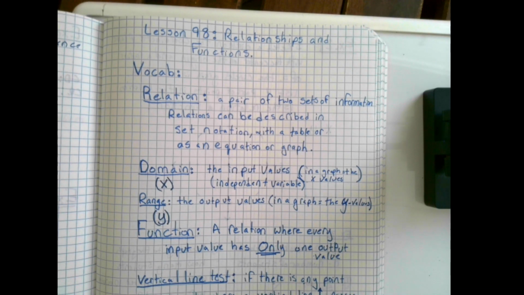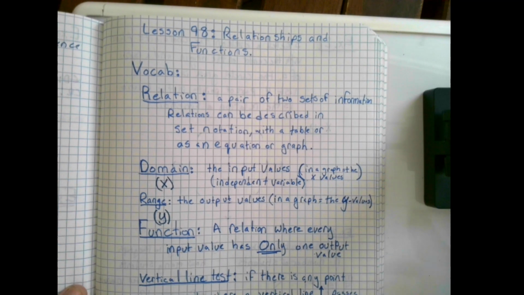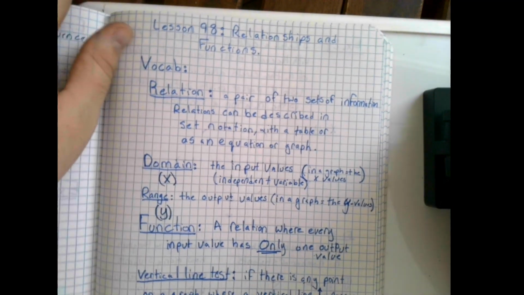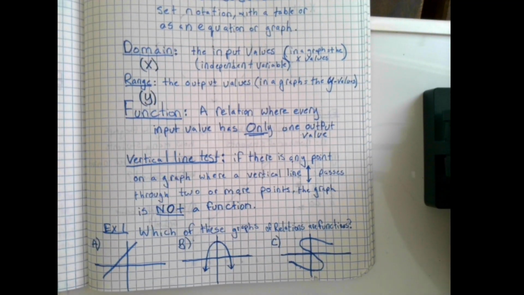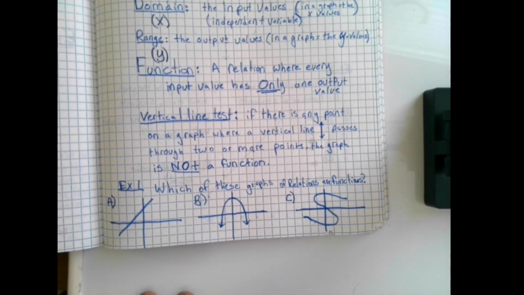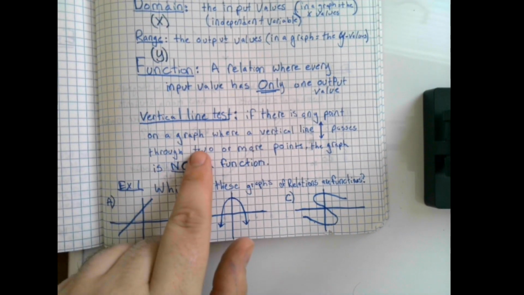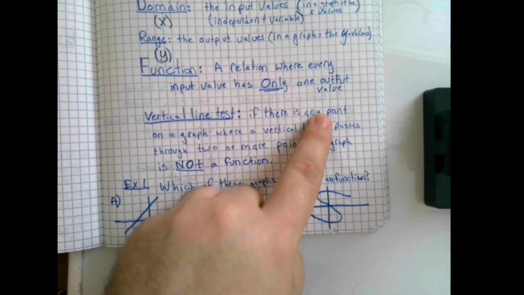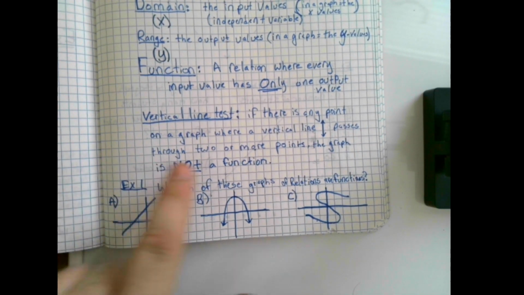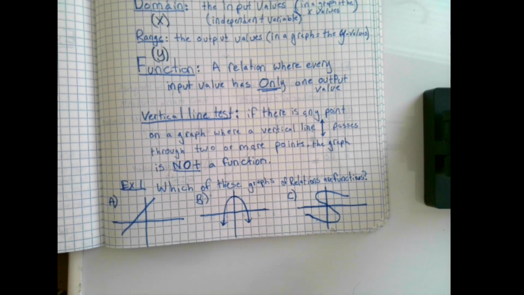That means if I have an input of 5, it has to give me the same output every time. If I have more than one output for the same input, it's not a function. That's one of our tests. Now, we can test that on a graph using something called the vertical line test. Since we said that our input is our x value, if there is any point on a graph where a vertical line, one going up and down, passes through two or more points, then the graph is not a function.